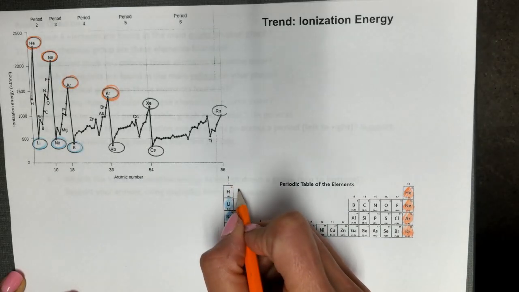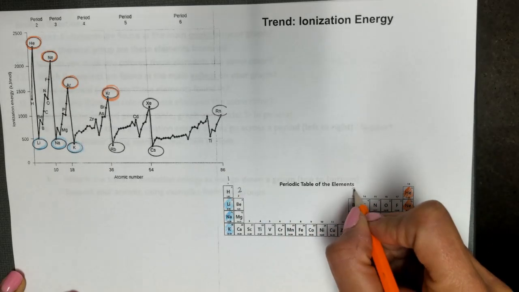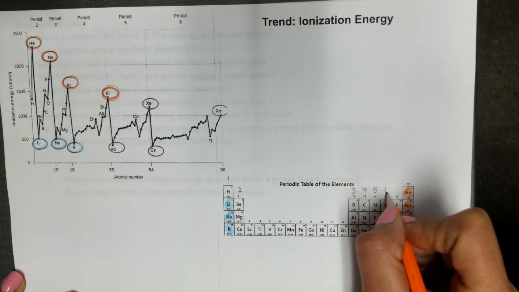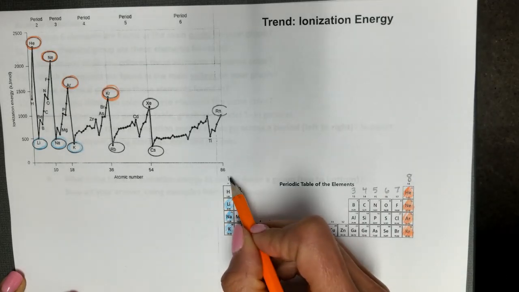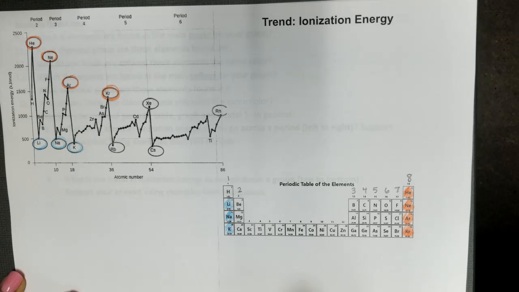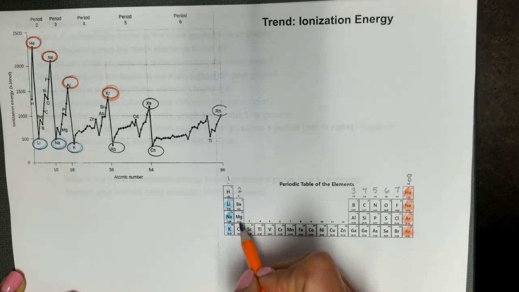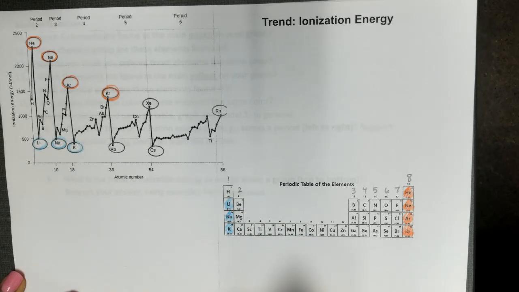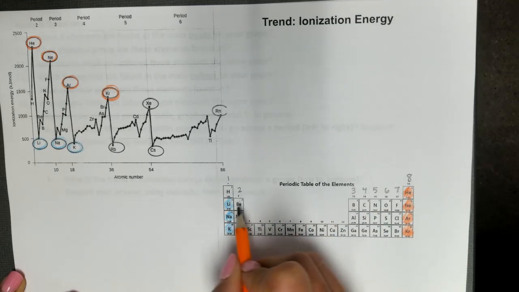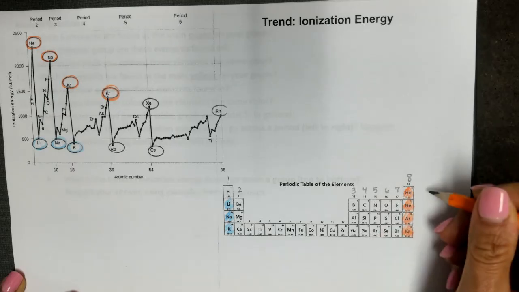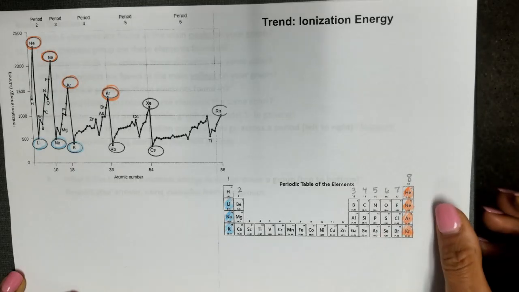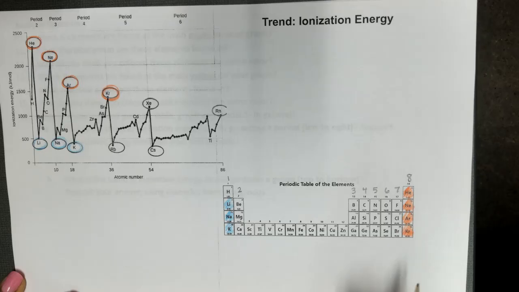We learned that the group number tells us how many valence electrons we have. So all of my elements in group number 1 have 1 valence electron. All of my elements in group number 2 have 2 valence electrons. As I go further down in my periodic table, and once I get to group number 8, I have a completely full outer energy level. So let's look at how that relates to ionization energy.